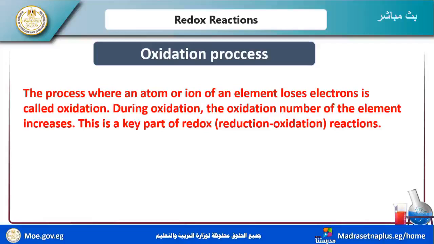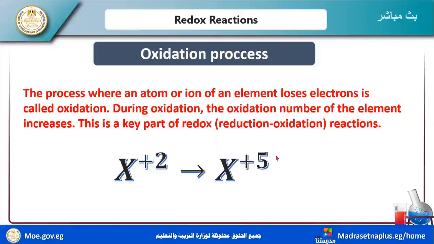During oxidation, the oxidation number of the element increases. This is a key part of reduction and oxidation reactions. You must know whether it is a loss or a gain. Now how can you know that? Now we have X at positive 2, and it is converted into X at positive 5. The oxidation number converted from positive 2 to positive 5 in the products, so you can know the oxidation number increased.